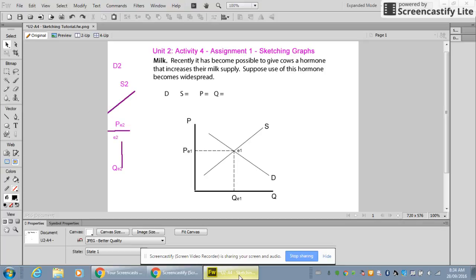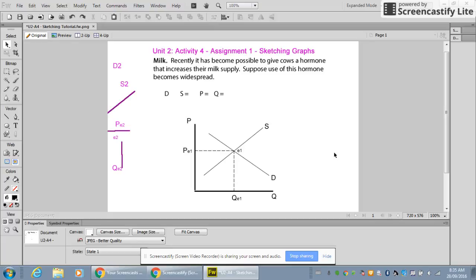A growth hormone is similar to technology. So we know that technology affects supply. In this case, we're going to have an increase in supply, an increase in the milk supply. So we're going to see an increase in the supply curve.